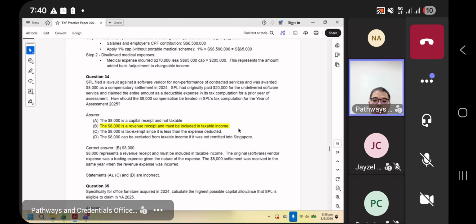The reason is because it is relating to a software expense. Previously, you had paid 20,000 for software services, but the service was not delivered. So SPL then claimed a deduction. Since SPL had already claimed a deduction of 20,000, at the end of the day, the court awarded a compensation of 8,000. So he recovered $8,000 out of this $20,000. Since he had already claimed 20,000 as a deductible expense, this 8,000 would have to be brought to tax.